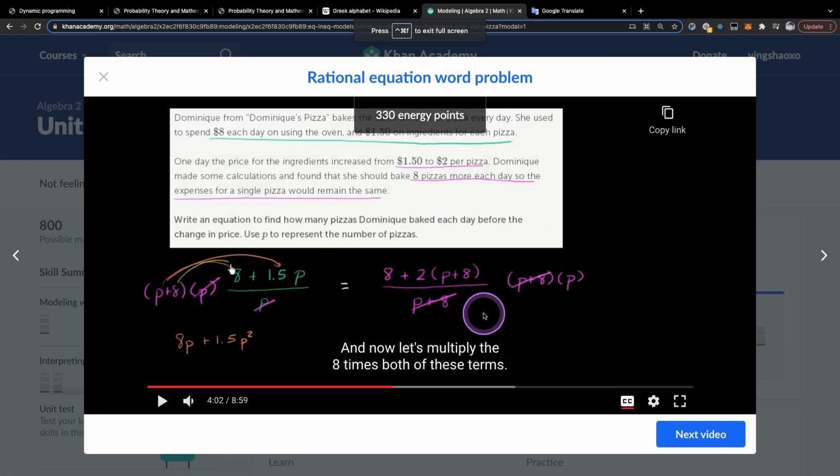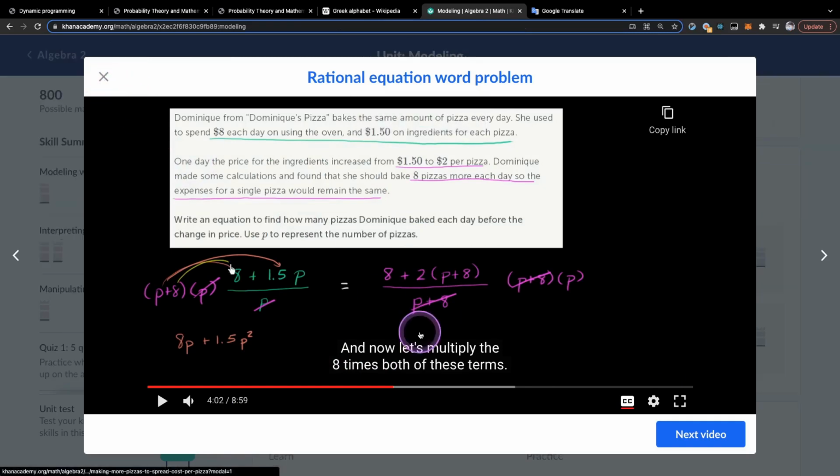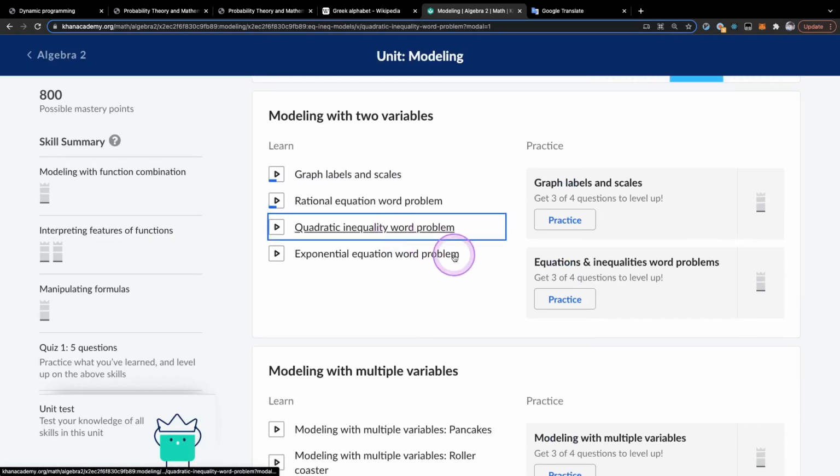Alright, so the calculation part for this is quite simple. I guess every one of you knows that, so we don't cover that here. Let's get into the third video.